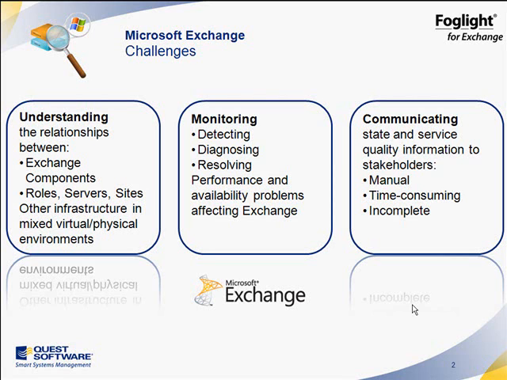Foglight for Microsoft Exchange was built to address the challenges of understanding the relationships between Exchange components, roles, servers, sites, and other infrastructure components in the mixed virtual physical environment. It was built to address the challenge of monitoring, detecting, diagnosing, and resolving performance and availability problems that affect Exchange, as well as the challenge of communicating state and service quality information to different stakeholders.